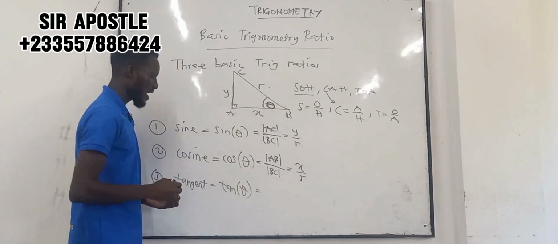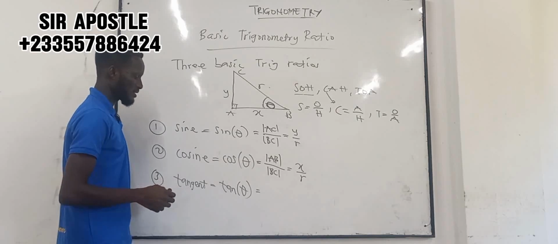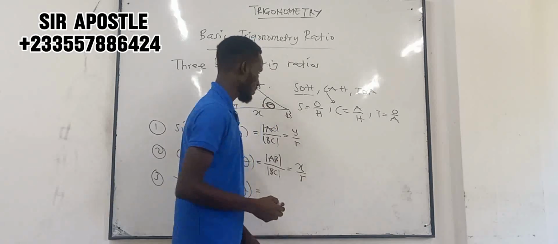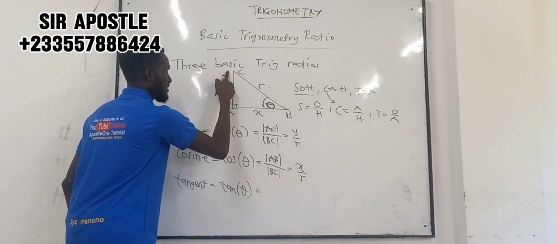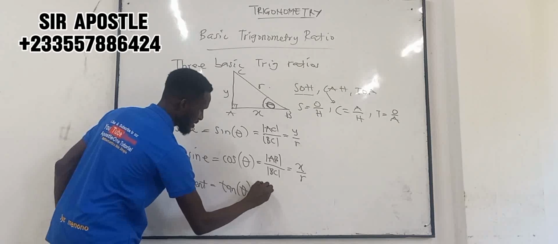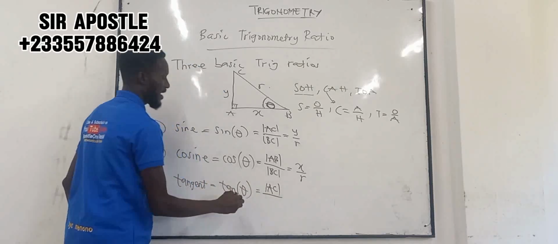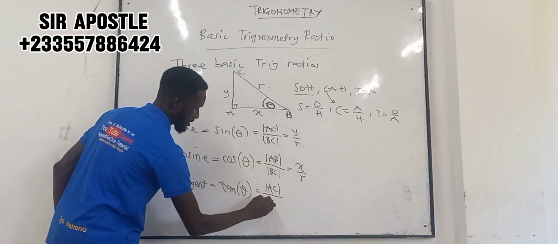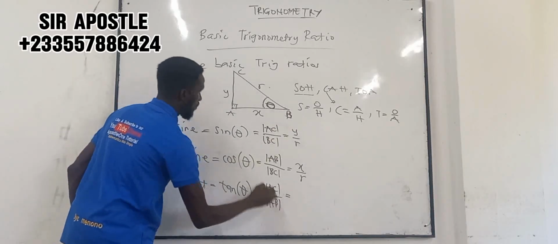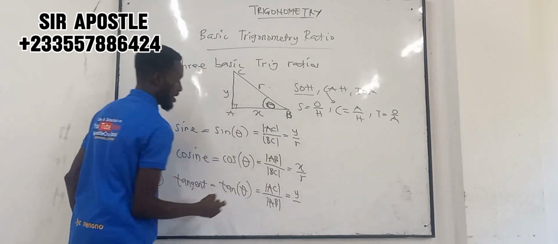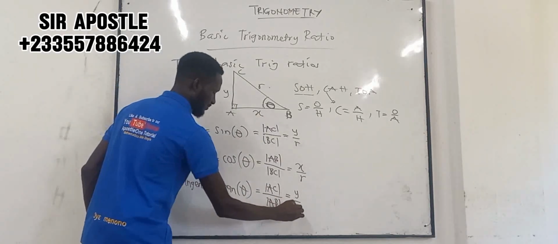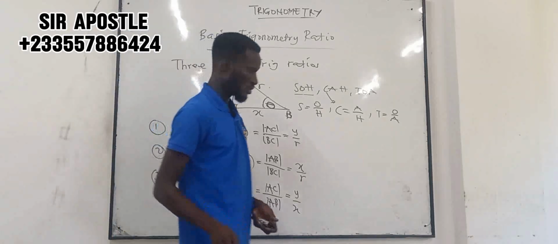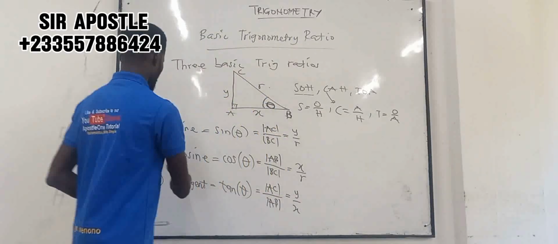Now when I consider the tangent, it is TOA. That is opposite over adjacent. What is the opposite? The opposite is AC. The angle is opposite to this side, AC, divided by adjacent. Adjacent is AB. What is AC? AC is Y, and AB is X. Follow me closely. Now, so we have 1, 2, 3, 4.